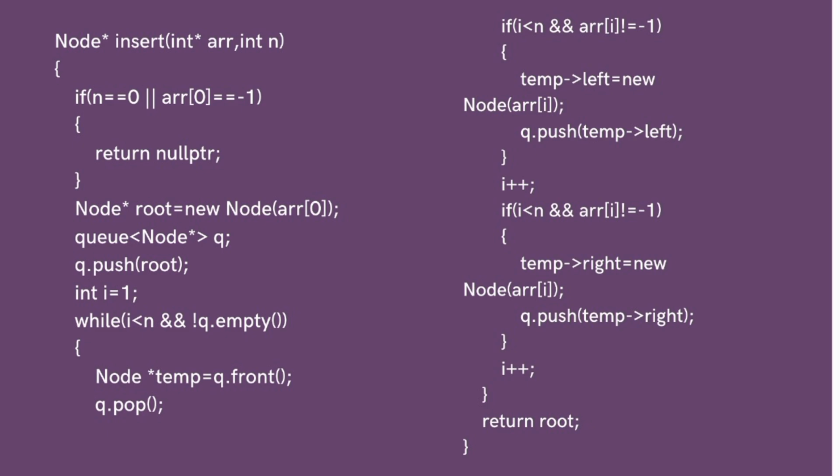Once the root is added to the queue, we go through the array, processing each node in a level order manner. For each node we pull out of the queue, we check if it has a left or right child in the array. If a valid value other than -1 exists, we create a new node and set it as the left or right child of the current node. We then push these newly created nodes into the queue, ensuring that they will be processed in the subsequent steps. This process continues until all nodes from the input array are processed and placed correctly in the binary tree.